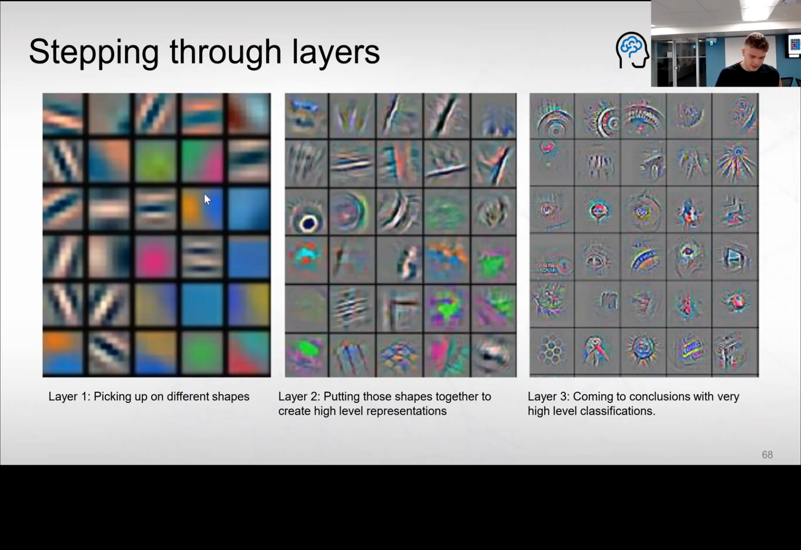This could be picking up on textures and build up. Layer 2 is putting those shapes together. You can see it's getting more and more complicated. It's combining different features together and creating higher level representations. And at the very end, you're getting very complex shapes. Look at this honeycomb design.